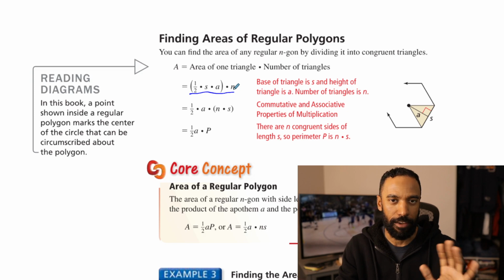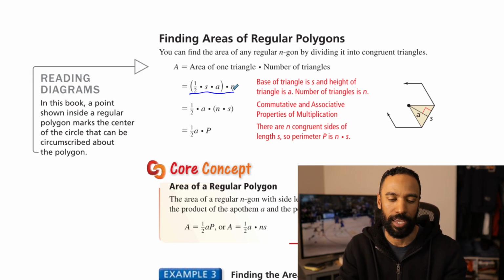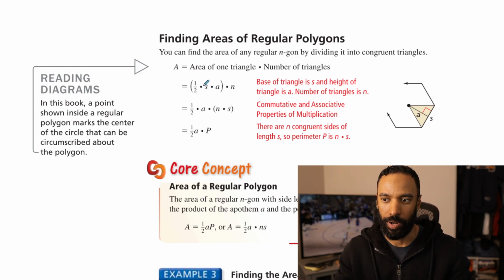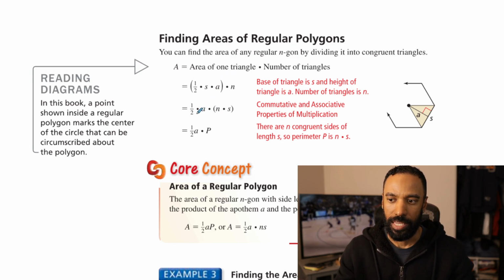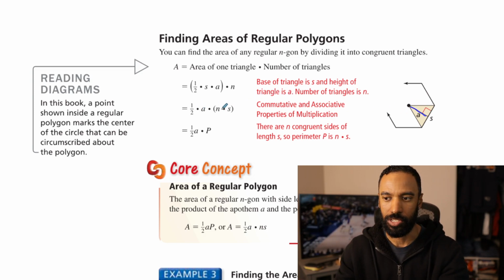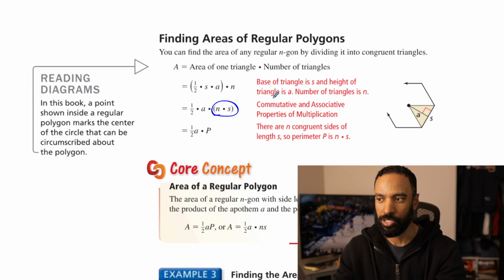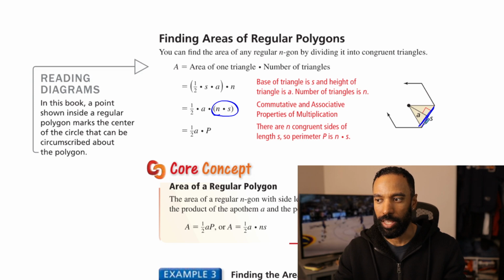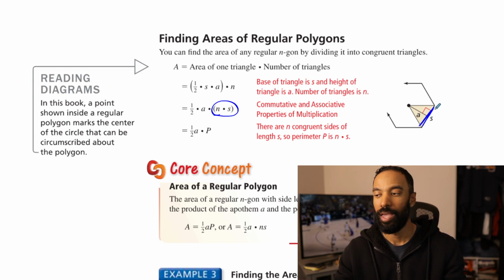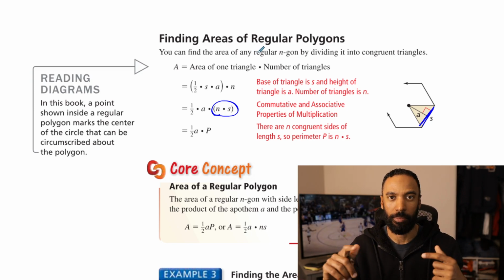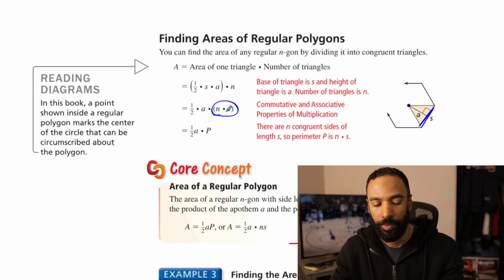But instead of making that formula look a little wonky, we condense it a little bit more. They reassociate the 1/2 apothem here, this length, times, and take a look at this, n times s. Now, s is the length of each side of the regular polygon. They're all the same. N is the number of sides of the regular polygon. What happens when you multiply each side length by the number of sides of a regular polygon? You get its perimeter.